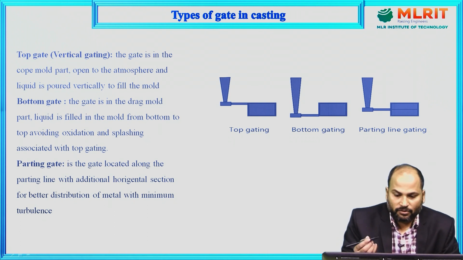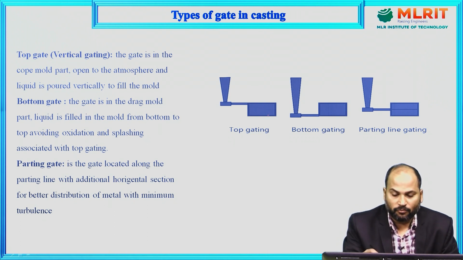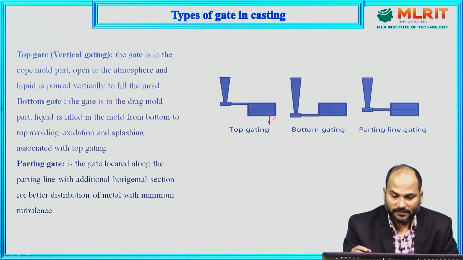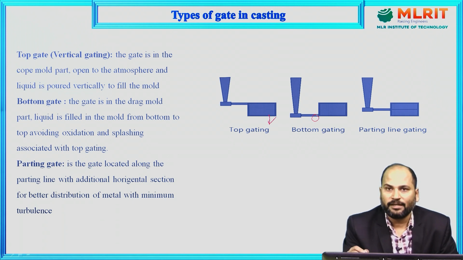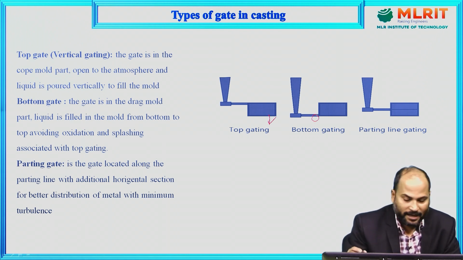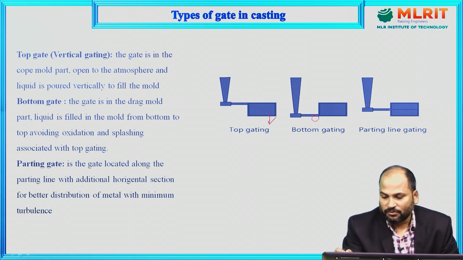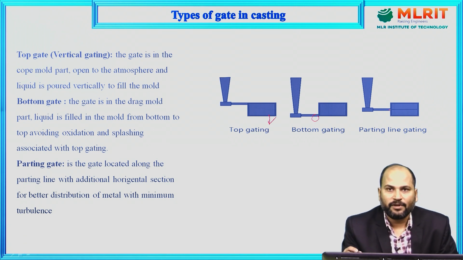It is all about the positioning of the gate. This is the mold cavity. We can see that this gate is positioned at the top of the mold cavity, that's why this is known as top gate. The second one is bottom gating. Here the gate is positioned at the bottom of the mold cavity, or we can say in the drag portion. The third one has the gate placed at the intermediate of the mold cavity, known as parting line gating. All three have their advantages and disadvantages, and depending upon what kind of material we are going to cast, we will use different gating systems.